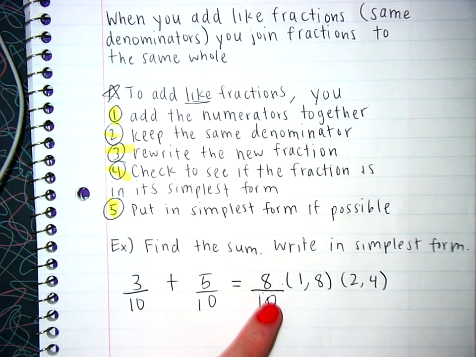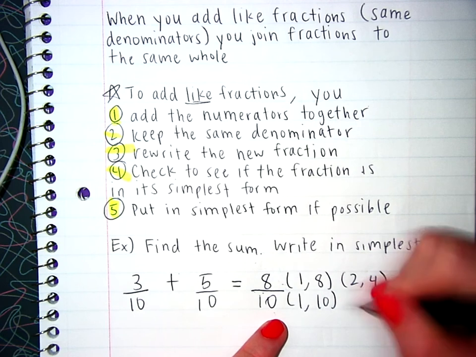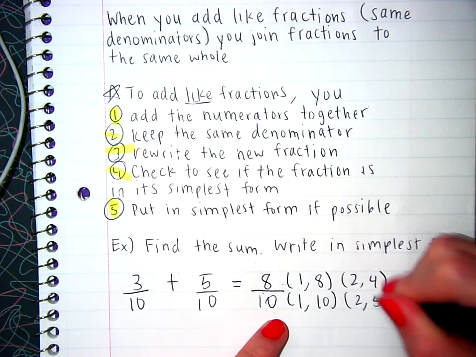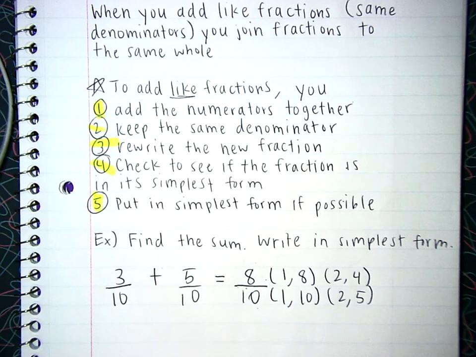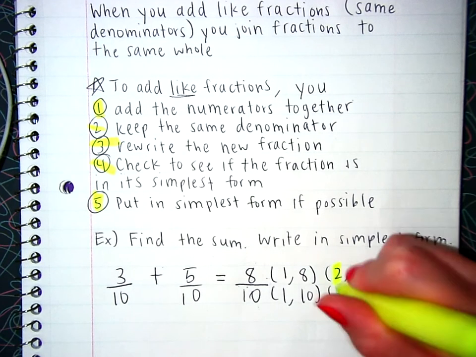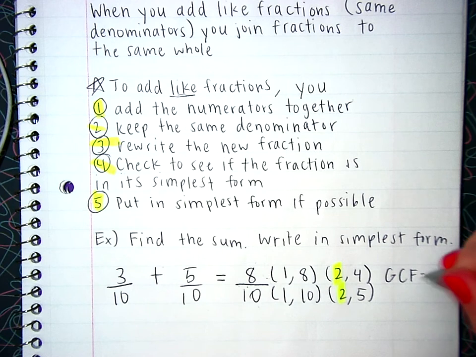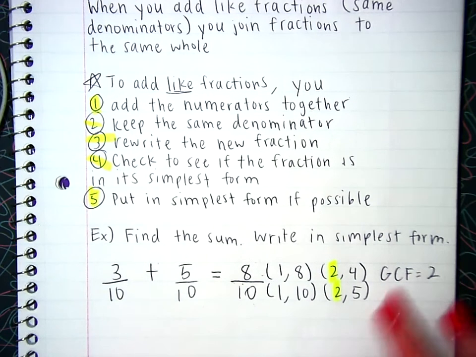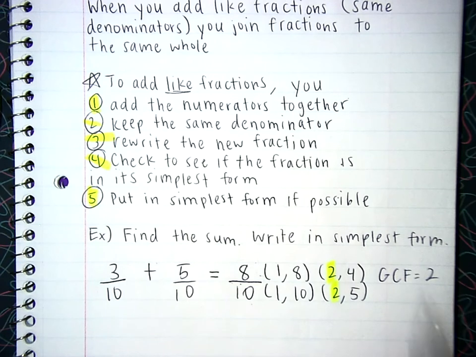Then I'm going to go ahead and do the same thing for the denominator. So I have 1 and 10, and then I have 2 and 5. Well, if I look here to check to see if it is in simplest form, they share more than one factor other than 1, and that factor is 2. So the greatest common factor, remember this acronym, is 2. So when you have that, that means that you must divide the numerator and the denominator by 2 in order to put the fraction in its simplest form.